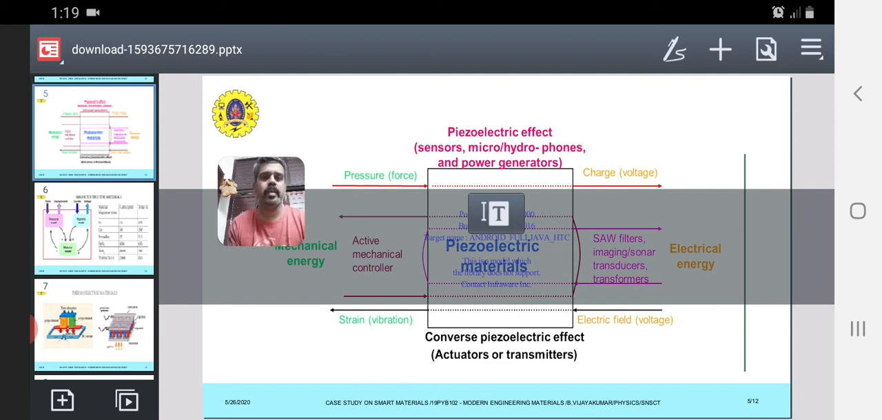This diagram clearly explains it: pressure is applied on one side, the active mechanical controller side, that is mechanical energy is applied. Then the opposite side has a charge, that means electric field or electrical energy is produced. The converse of the piezoelectric effect forms an actuator or transmitter. The piezoelectric effect is used in most sensors, microphones, hydrophones, and power generators. So one of the very important smart materials is the piezoelectric material.